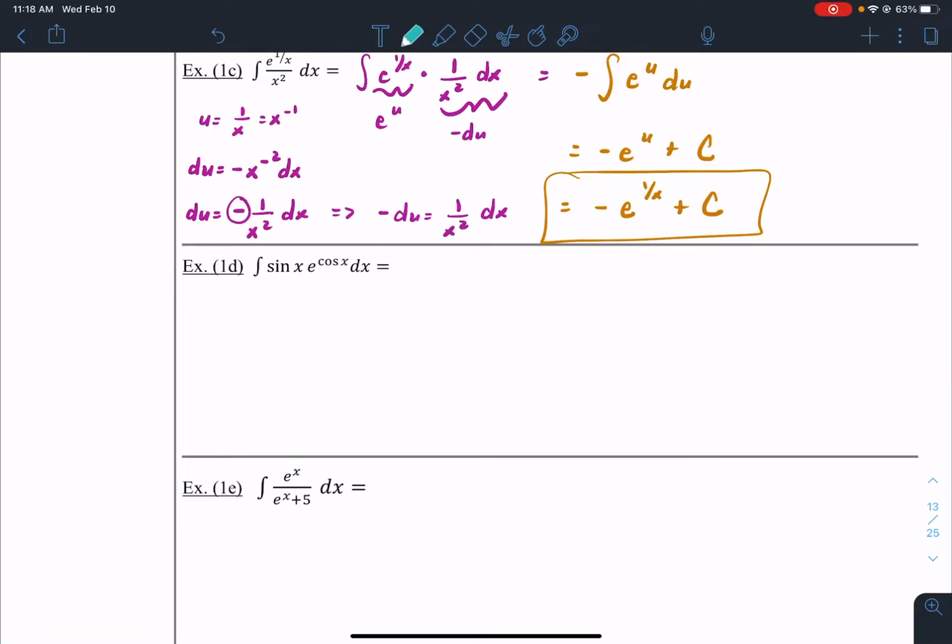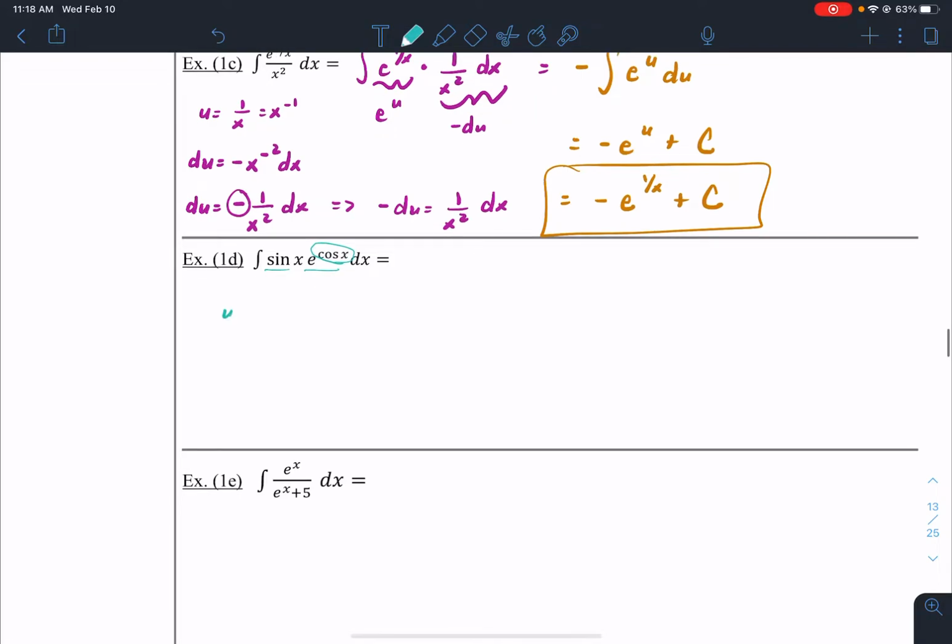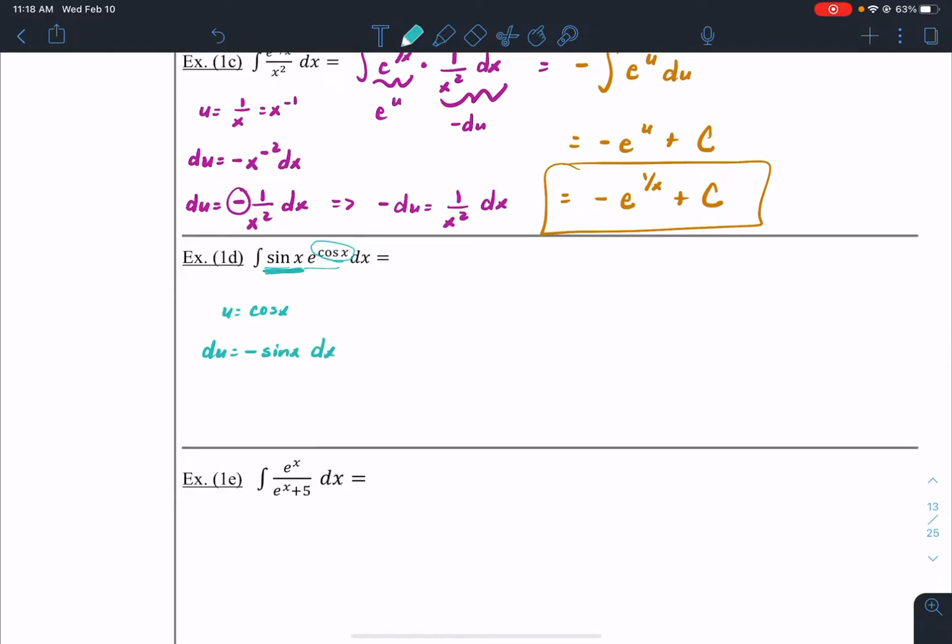1D is looking at a product. So if I can establish the u as being the inside, which is the exponent, the derivative of cosine is negative sine. So this sine of x dx is going to be taken care of with a negative du. Right? So those two pieces are getting replaced with negative du.